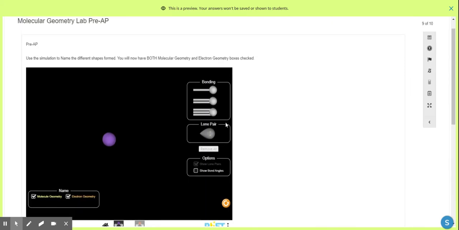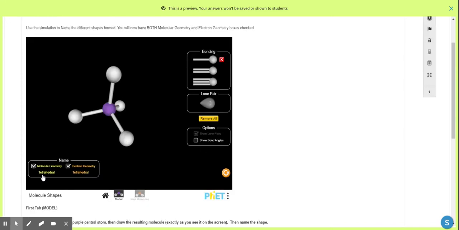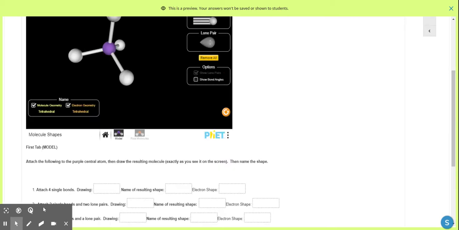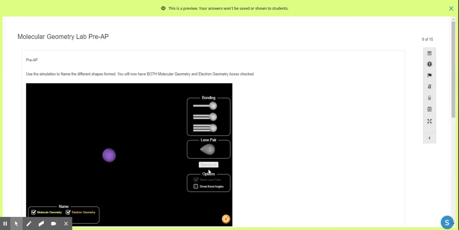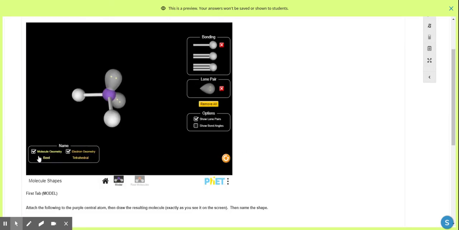So it says attach 4 single bonds, 1, 2, 3, 4. So as you can see, the answer for that is tetrahedral, and your electron geometry is also tetrahedral. The next one says to attach 2 single bonds and 2 lone pairs. So we're going to remove all these. 1, 2, those are our single bonds. And then we have 2 lone pairs. So this is kind of like water, H2O. Okay, so I'm going to scroll down so you can see this. So we've already seen that the molecular geometry is bent.